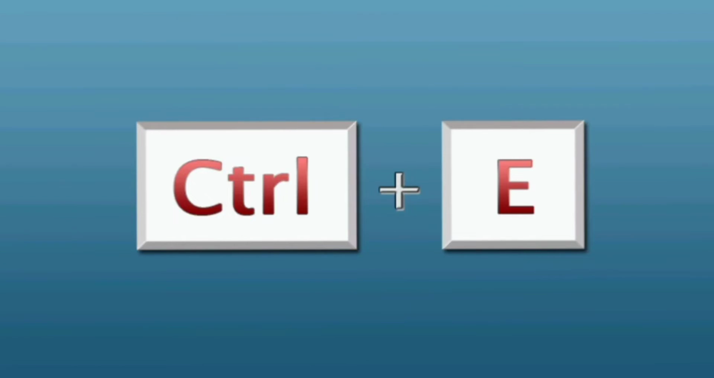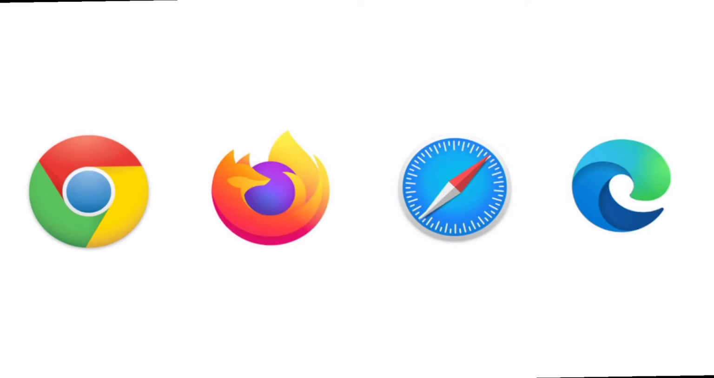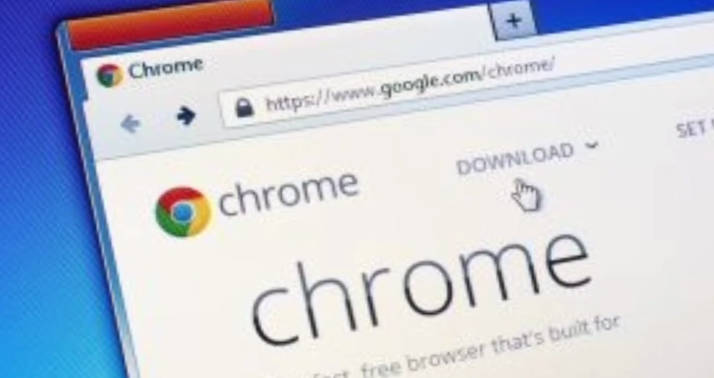Fifth shortcut is Ctrl plus E. In Chrome, Edge, Firefox and Internet Explorer, Ctrl plus E focuses on the address bar, search bar or Omnibox depending on your browser. Using this shortcut can be helpful when you are done reading the current page and want to type a new address or search for something else without using the mouse.